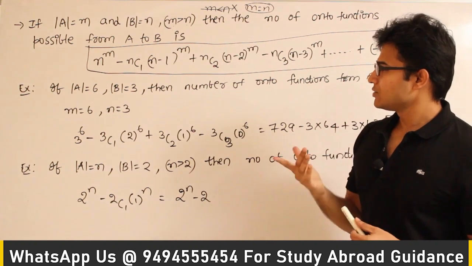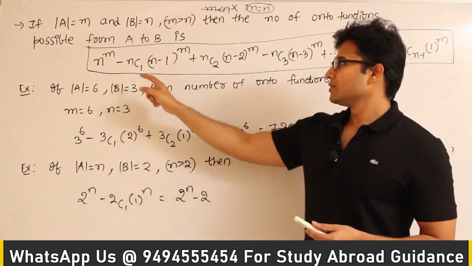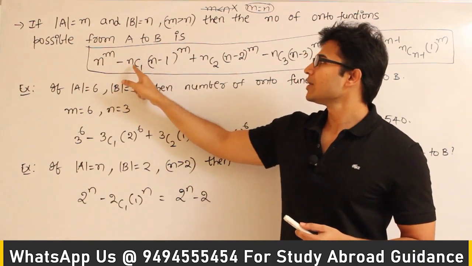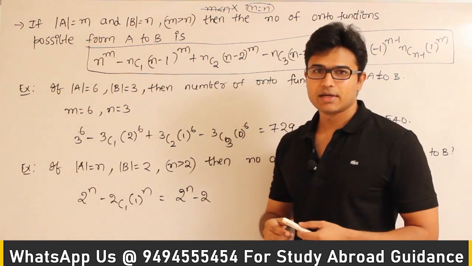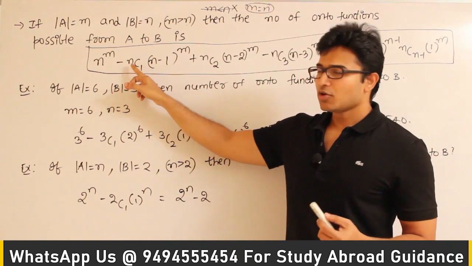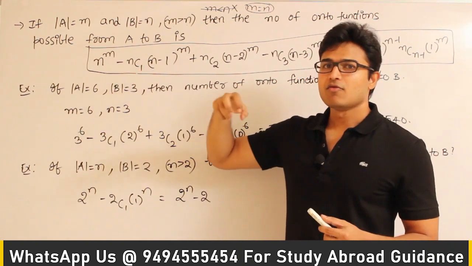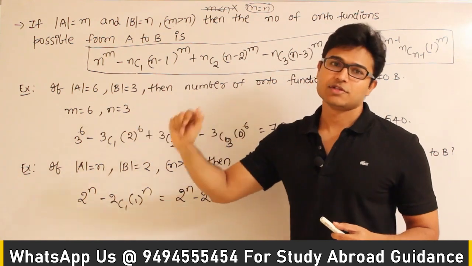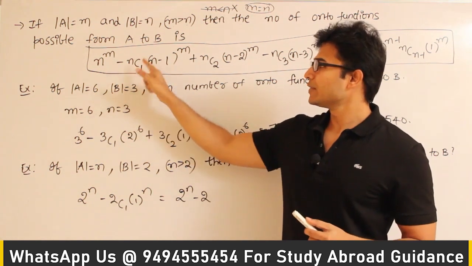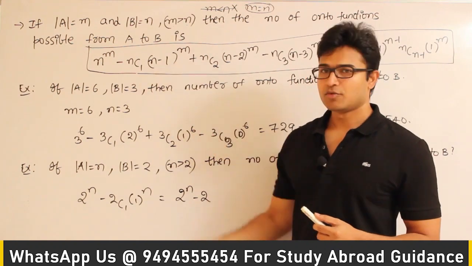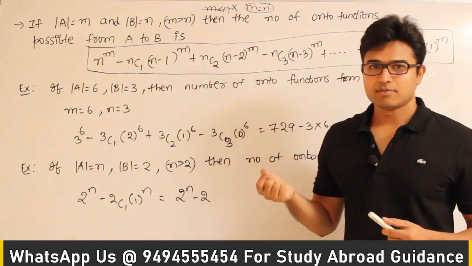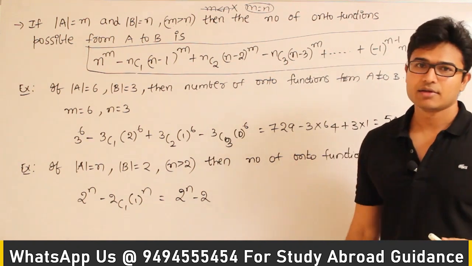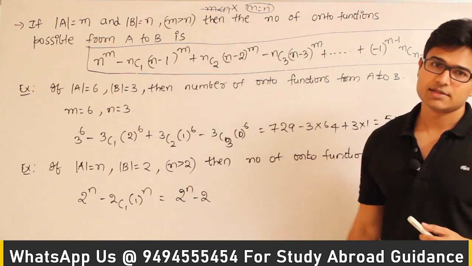I'll just give you an intuition behind it. This is the total number of functions possible. From the total number of functions possible, we are going to subtract something, right? So what is it? The total number of functions possible in which one element from the set B is never associated to any element. You can choose that one element here, and then you can remove it, right? And then we have to add some other factors. So we add here and then subtract here, add here, subtract here. By mathematical induction, you can prove that it is right.